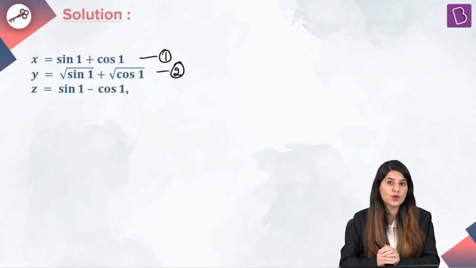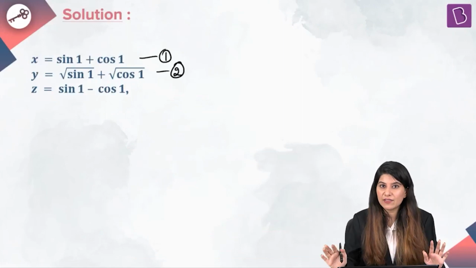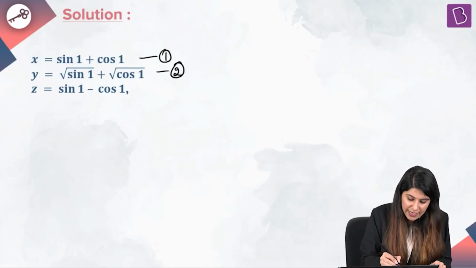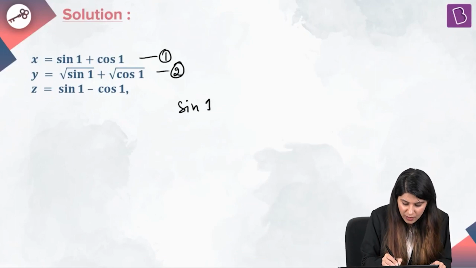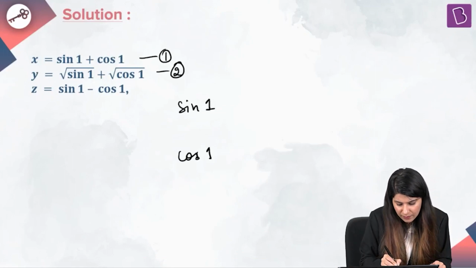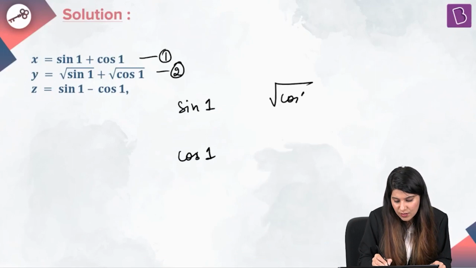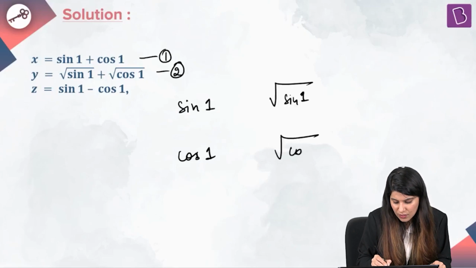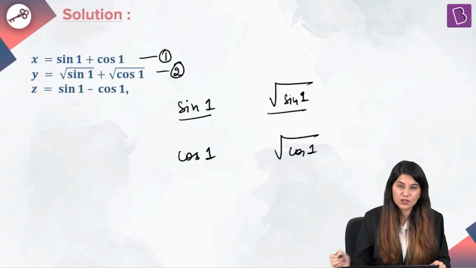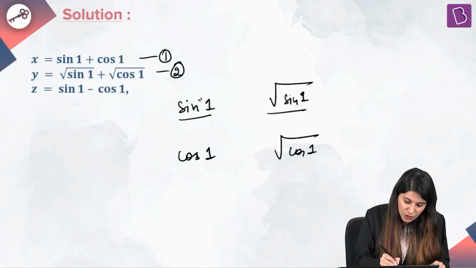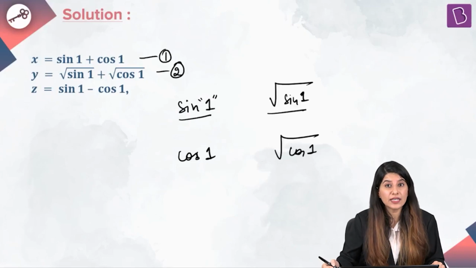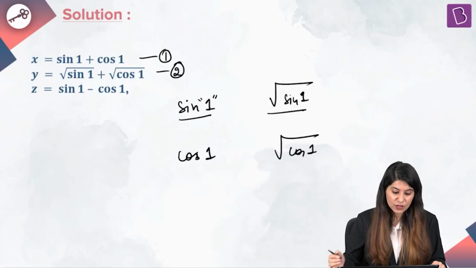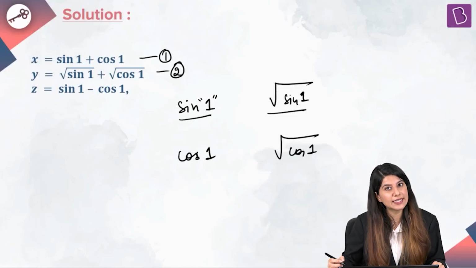Let's now focus on x and y. Let's completely forget about z. If I talk about x, x has two terms, sine 1 and cos 1. And y has two terms, square root of sine 1 and square root of cos 1. So we need to compare these two values. To compare these two values, we need to know about this. This is 1 radian, isn't it? So we need to convert this 1 radian into degrees this time.